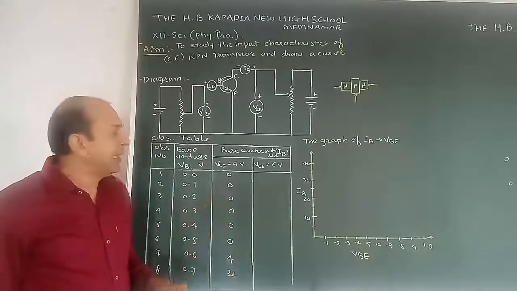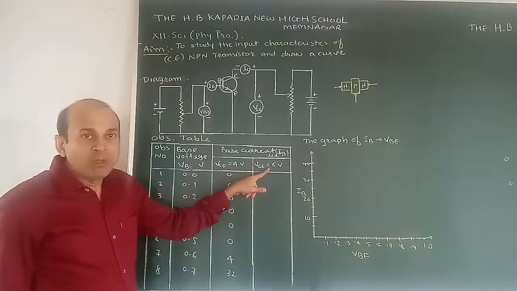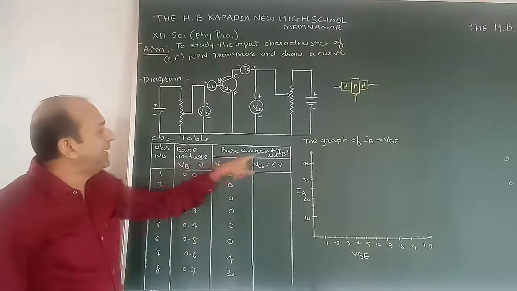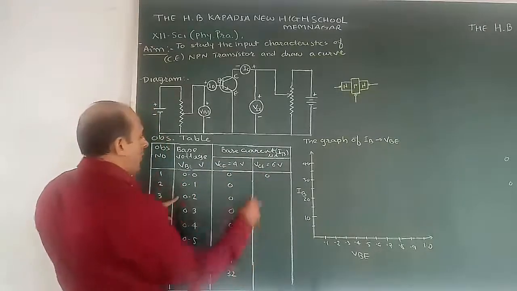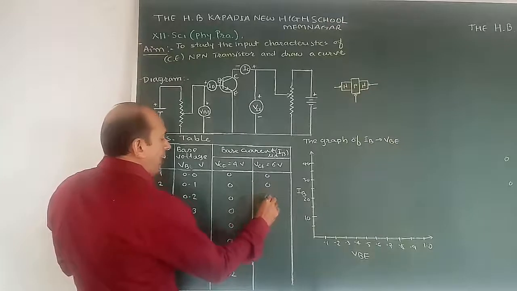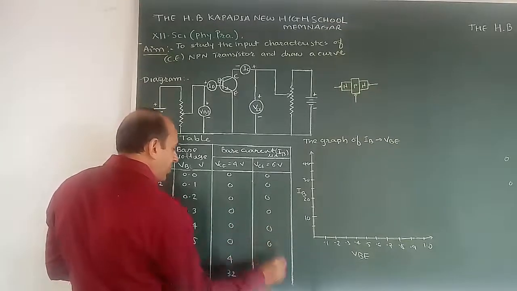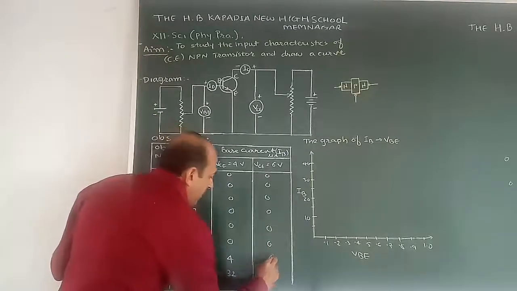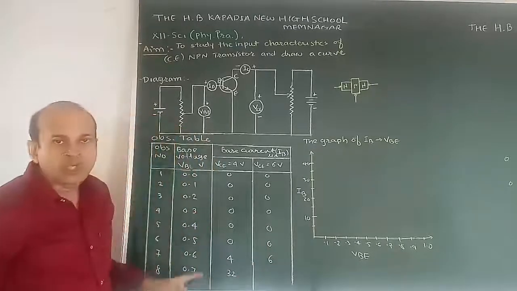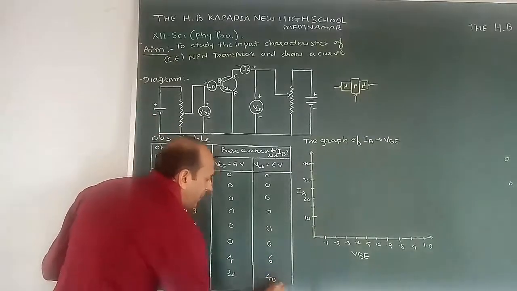Similarly, let me write down when VCE is equal to 6 volt, what is the change between VB and IB. So first for 0 it was 0, 0.1 0, 0.2 0, 0.3 0, 0.4 0, 0.5 0, but at 0.6 the current was 6 microampere, and for 0.7 the current was 40 microampere.